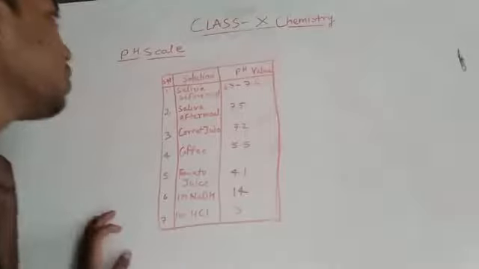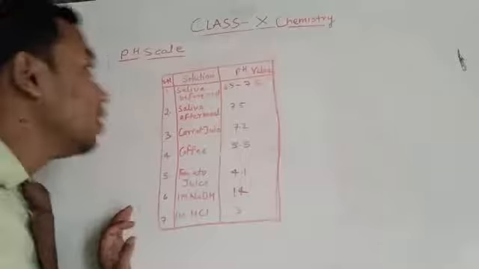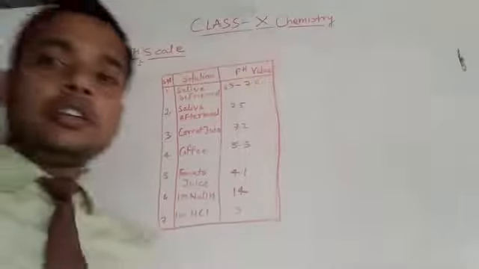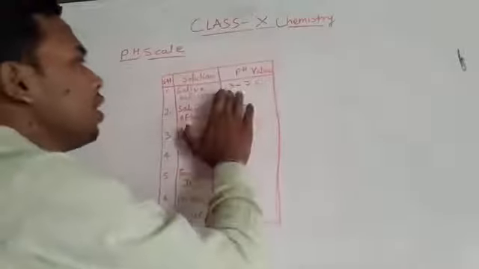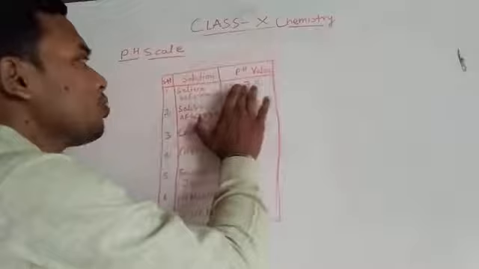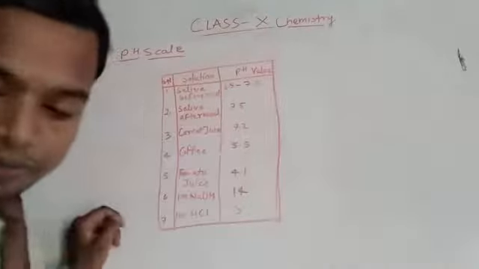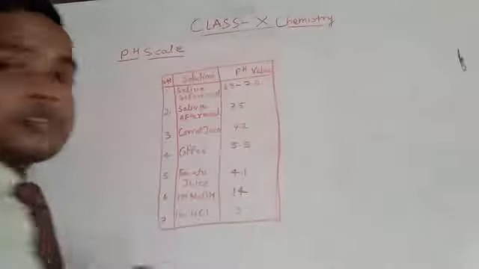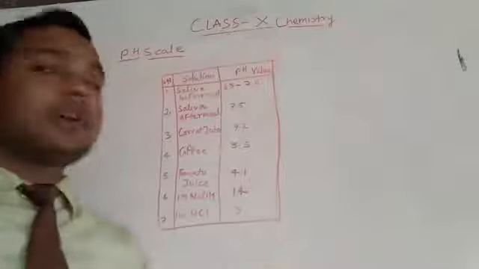So dear students, here are given some solutions and their pH values. Saliva before a meal, the saliva secreted in our mouth, has a pH value ranging between 6.5 to 7.5. Now saliva after a meal, what is the pH of saliva after a meal? It is 7.5.